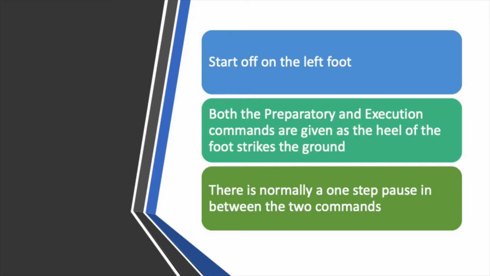When a command is given from the halt, you will always step off with your left foot. All movements will begin with the left foot unless you are calling a right step or close march. When marching, the preparatory command and command of execution are given on the foot of the direction you will be going. The preparatory command and command of execution will be given as the heel of the foot strikes the ground.